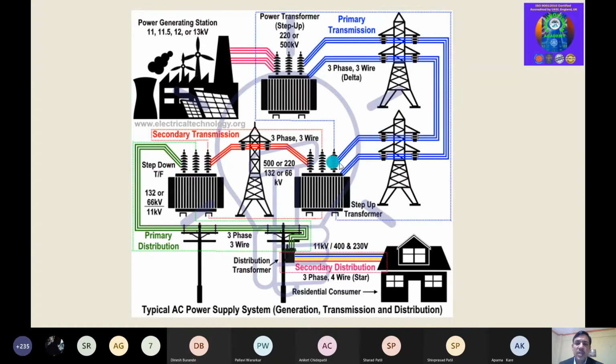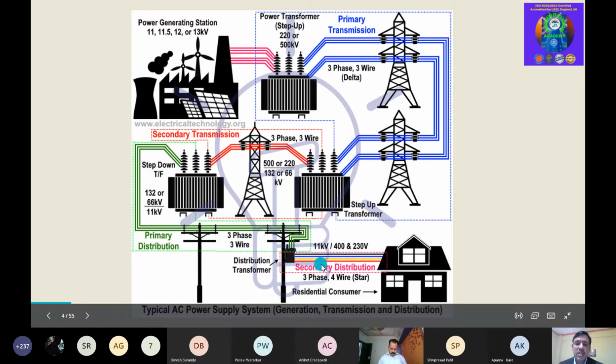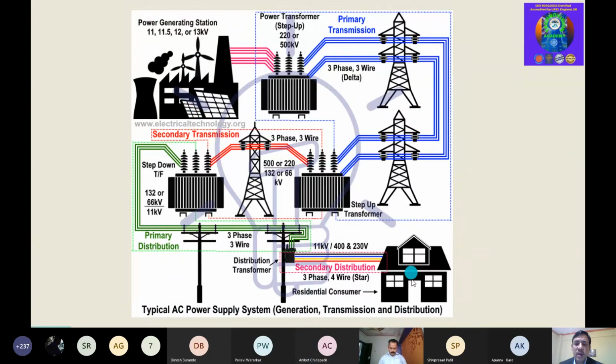Later again, we have step-down substations. We step down those voltages, still at high voltages, and later we step down those voltages again for the primary distribution, and from this primary distribution we step down to the secondary distribution, and in this way we get power at our home. So this is the journey of our power from generation to our end.